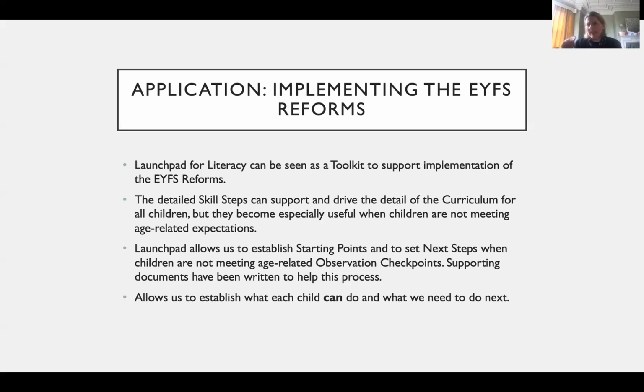So if they're not linking 5 words together, the main issue might actually be that their understanding is delayed, and that's affecting the number of words they can process. So of course they're not using long expressive sentences. So it's a complex process if we really want to thoroughly look at what our children need. And supporting documentation has been written to help you with that. And fundamentally, it's not just about establishing starting points, but about next steps and how we are going to deliver that.